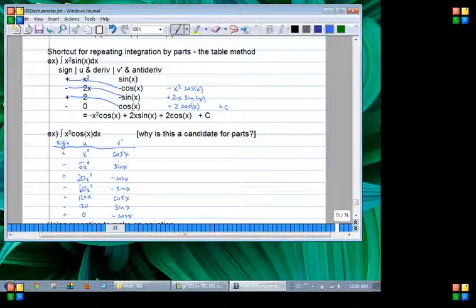And now let's make the answer. X to the fifth sine x. Five x to the fourth. Shouldn't it be a plus because of cosine? Right, we're going to have negative 5x to the fourth times negative cos x, so negative negative will just give us a plus. Next, then it's minus 20x to the third. It's going to be plus and negative, so we can just make it a minus. 60x squared cos x.